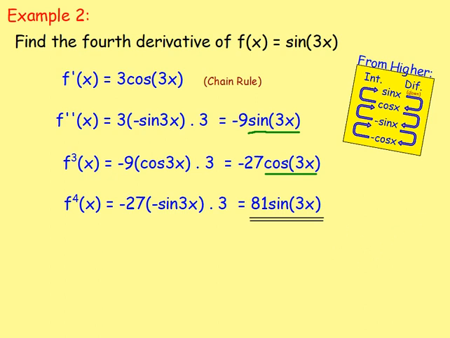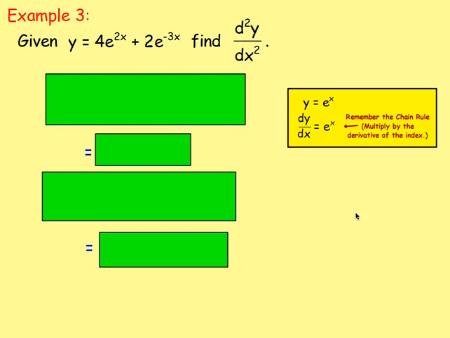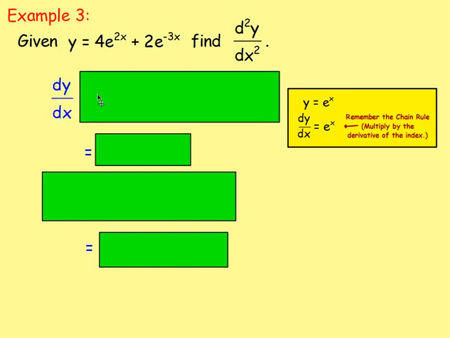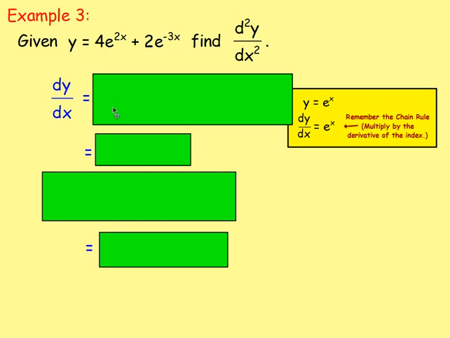Let's try another one. Example 3, given y equals 4e to the power of 2x plus 2e to the power of negative 3x, find d2y by dx squared. Mikoe, what would you do for this one then? How would you get the second derivative? Good, you'd have to find the first derivative. So the first derivative would be found by working out dy by dx.